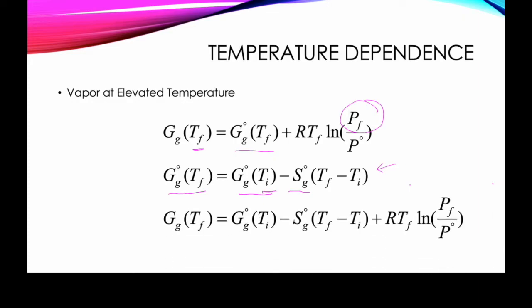All right, so now if we just go ahead and take our equation for the standard Gibbs energy at the elevated temperature and plug it into the first equation here on this slide, this is what we get. So now we have the Gibbs energy of the vapor at the elevated temperature compared to the standard Gibbs energy at the initial temperature. We have the temperature correction due to the entropy. And again, what we're assuming here is that for a relatively small temperature change, the entropy does not change significantly, so we are assuming that it's constant.